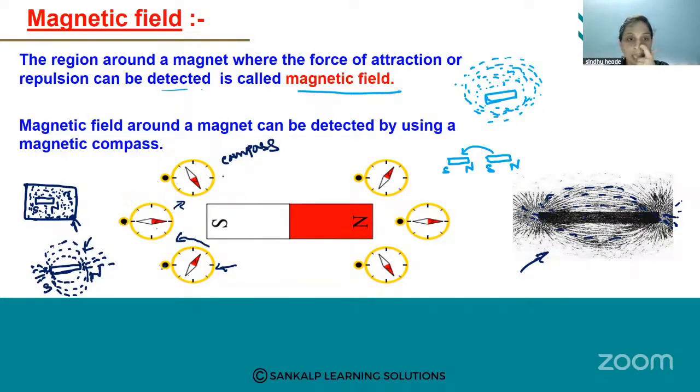So like that in different places we place this compass and test the magnetic field. Okay, test the attraction and mark those points and finally join all those points.